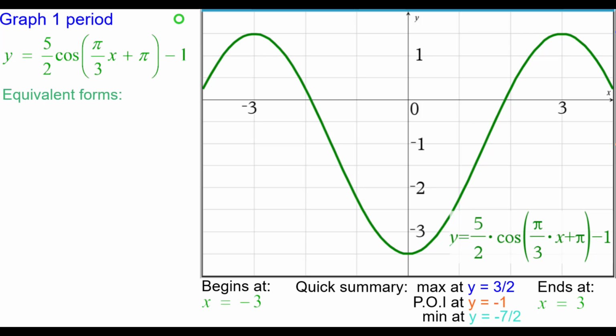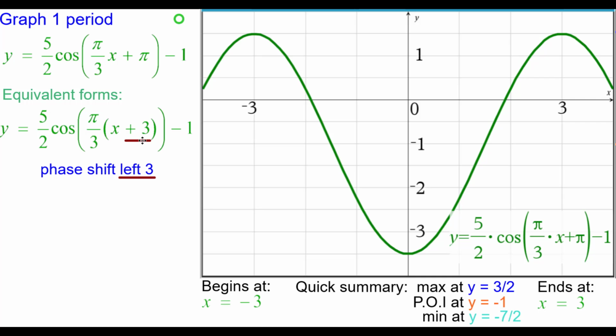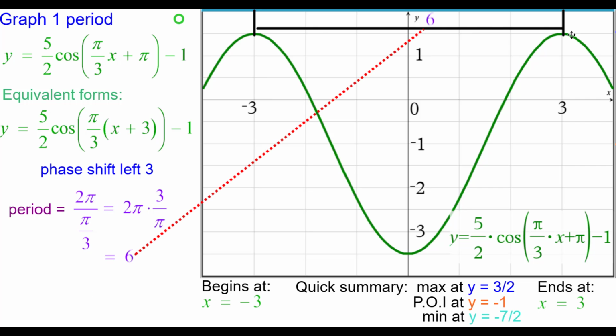Equivalent forms, just to check it. So I factored out the pi/3 inside the argument, and this tells me this is a phase shift to the left, 3 units, and let's check it on our graph, and it is. At -3, it started the cosine right there at a maximum. The period is inversely proportional to this, so I'm going to multiply 2 pi times 3/pi and get 6, and that is the period. From -3 to +3 is a period of 6, so that double checks.